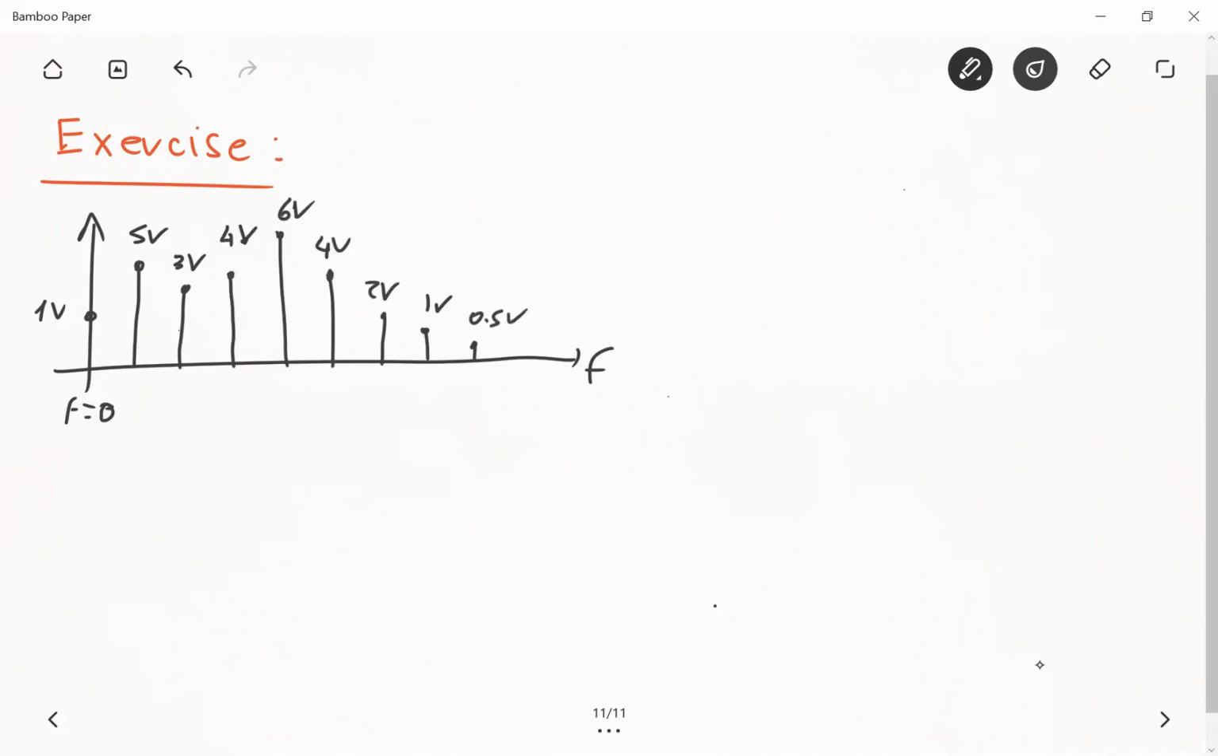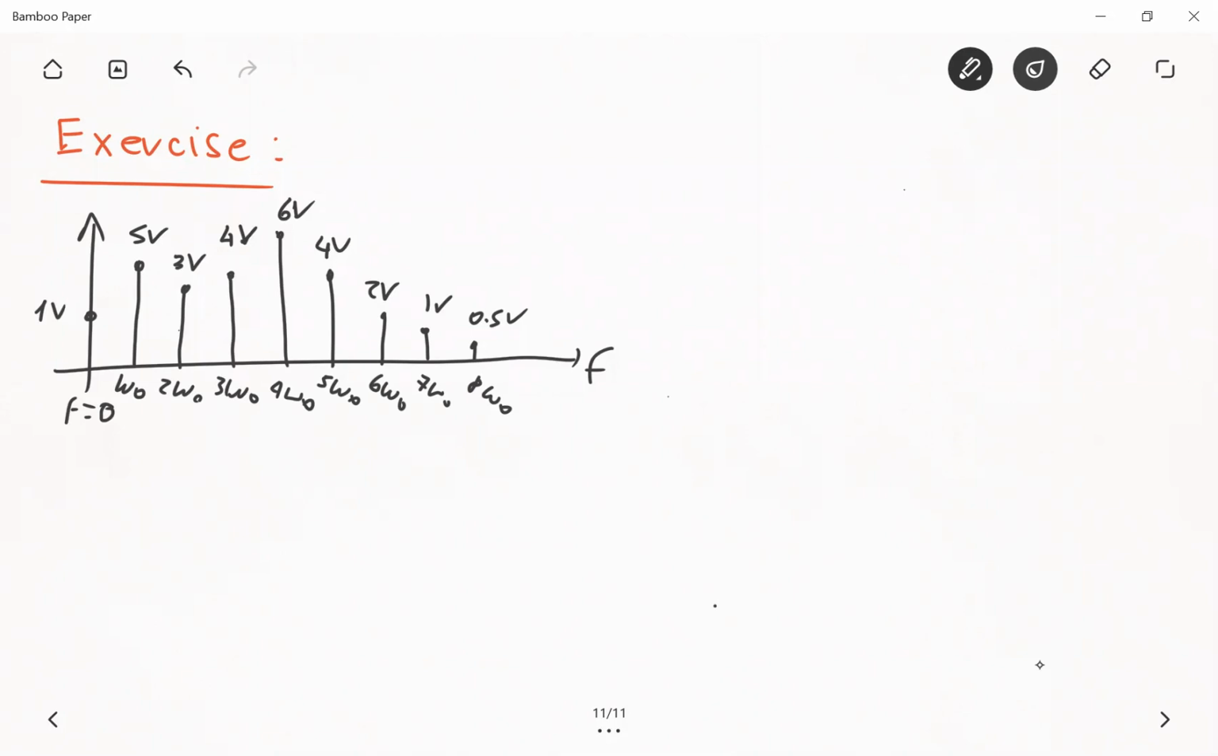Okay, so then omega zero, 2 omega zero, 3 omega zero, 4 omega zero, 5 omega zero. Okay, so this is the spectrum of the signal. The question is, what is the fifth harmonic?